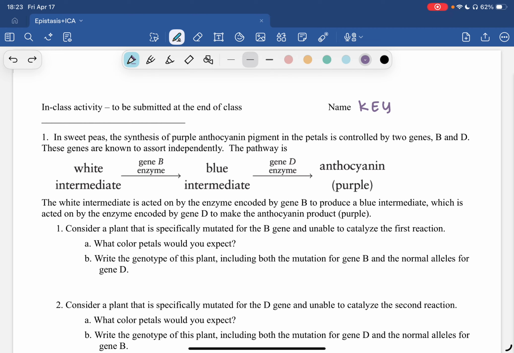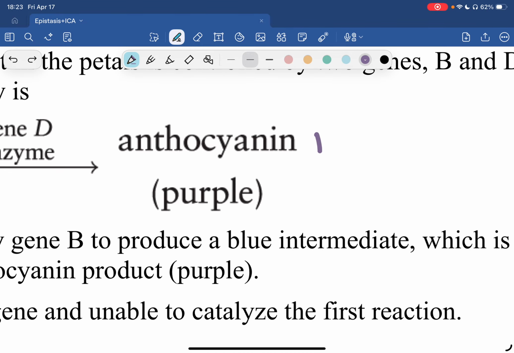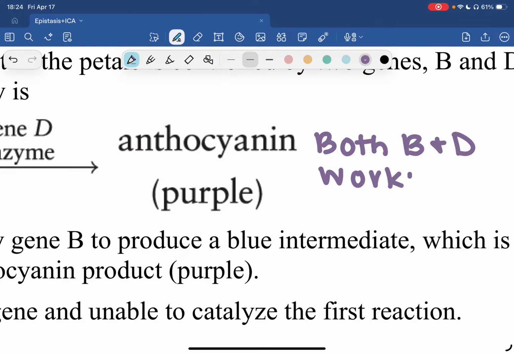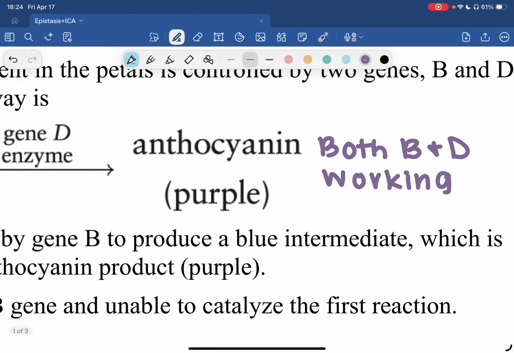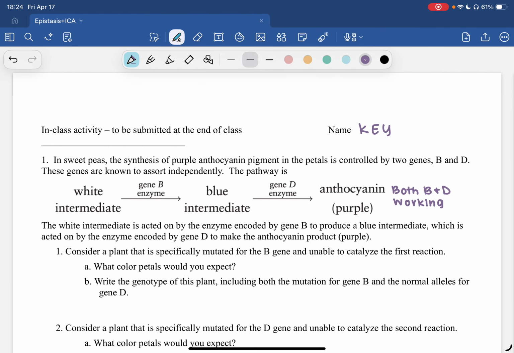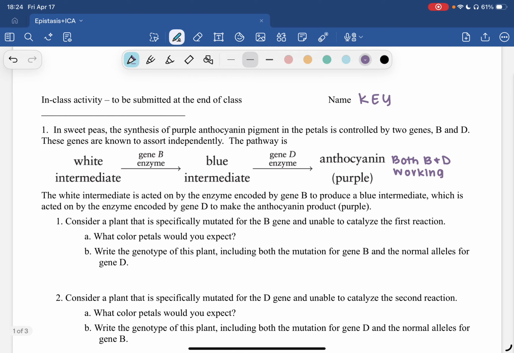However, the anthocyanin purple color is only going to be produced when both B and D are working. So this is super important to note: both have to be working, not just one or the other, but both enzymes. Okay, the next part is, again, we're starting with the white intermediate.